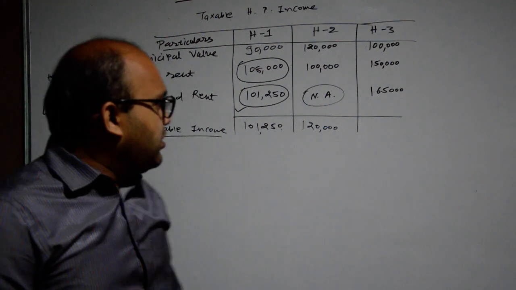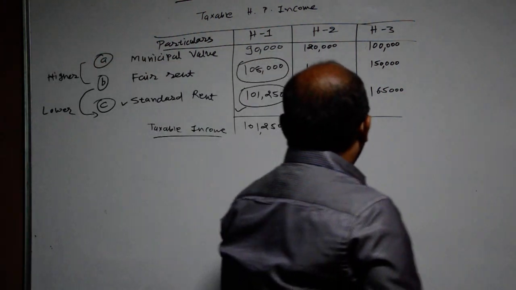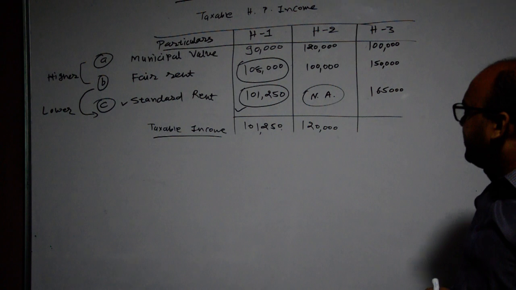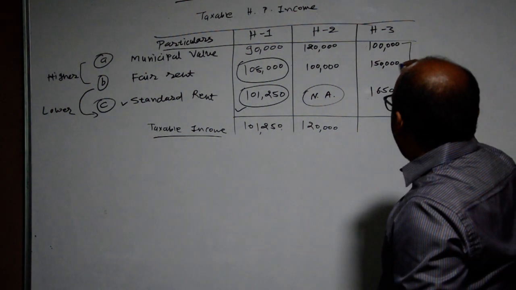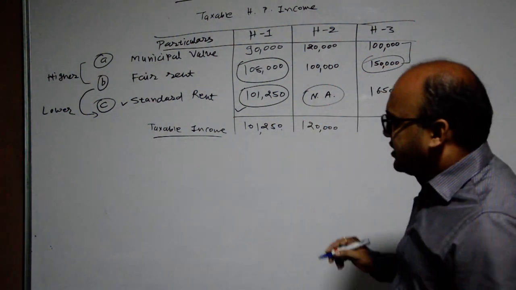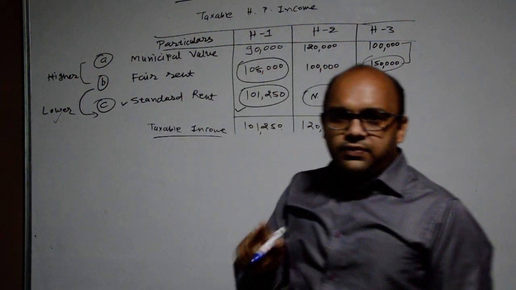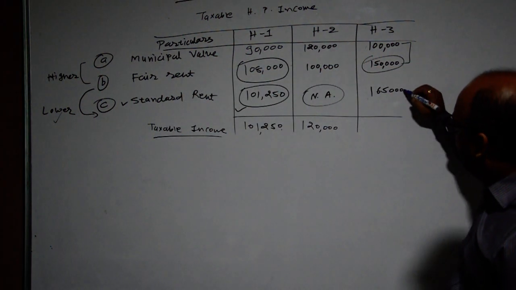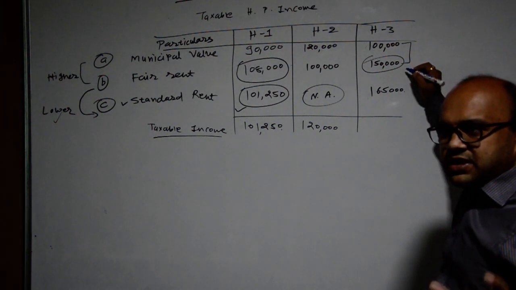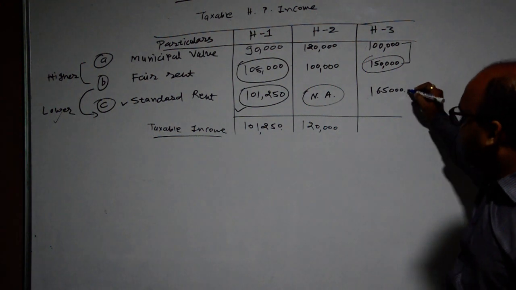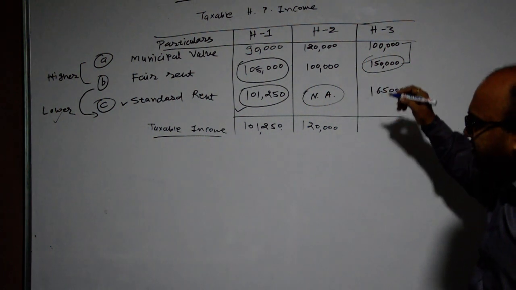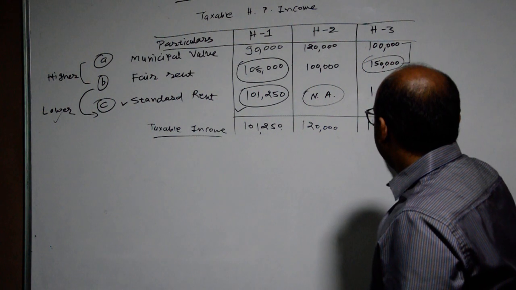Then in house number 3, municipal value is rupees 1 lakh and fair rent is rupees 1,50,000, out of which the higher value will be selected. But in the second step we have already discussed that the lower value will be considered. So 1,65,000 and 1,50,000, the amount which is less will be selected as taxable income. So here standard rent will not be considered, but fair rent will be our taxable income.